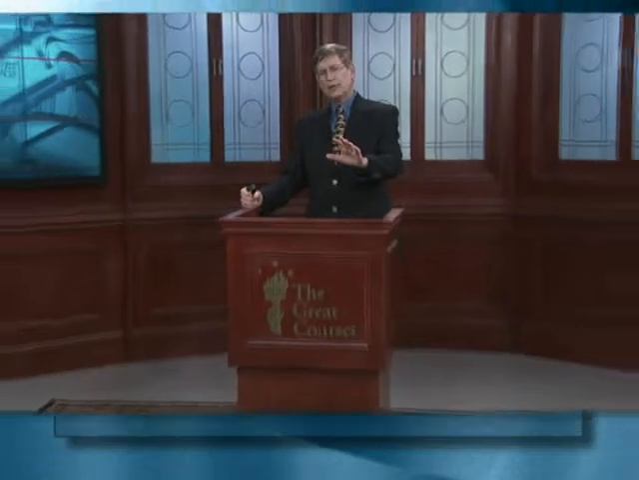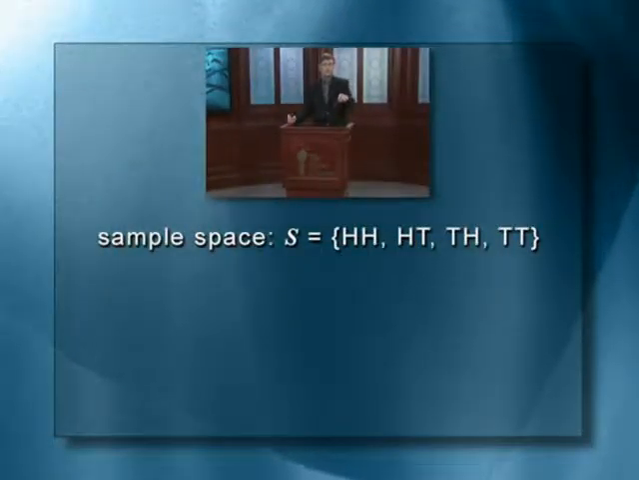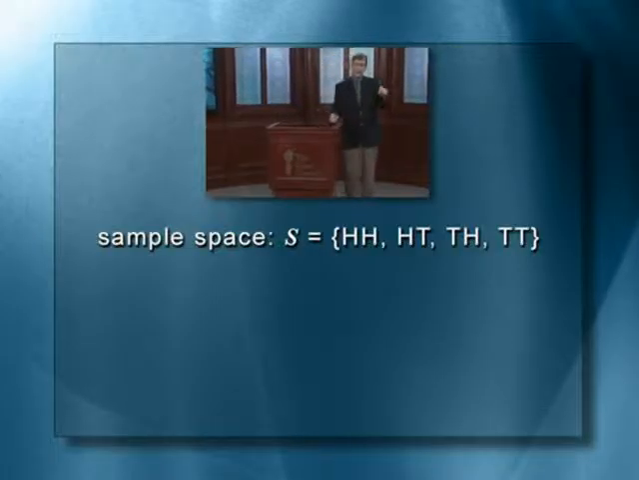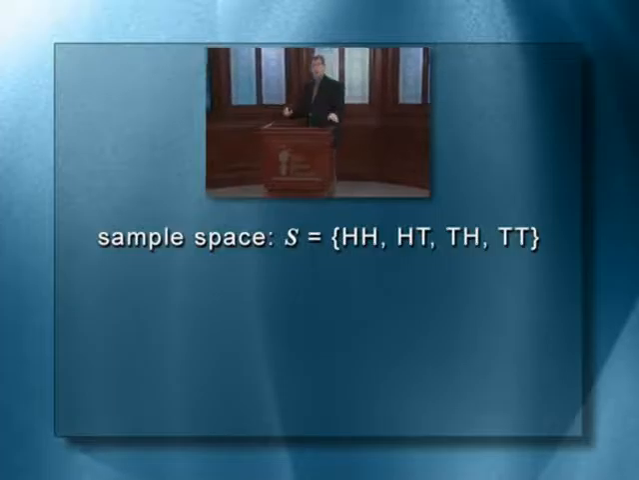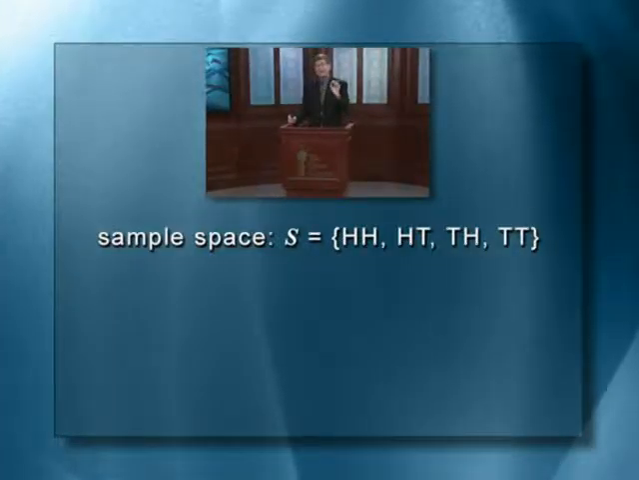Let me show you another example of that. Now we'll toss 2 coins. What's the probability that both land heads up? To answer that question, let's first figure out what the sample space is. So I toss the 2 coins, and the possible outcomes are head, head; head, tail; tail, head; or tail, tail. So the sample space has 4 elements in it: HH, HT, TH, and then TT, meaning tail, tail.